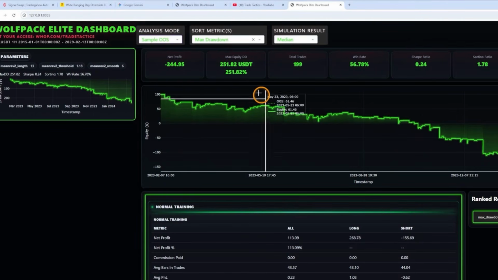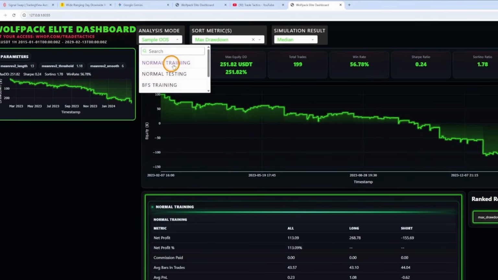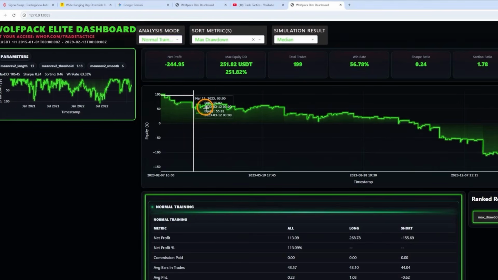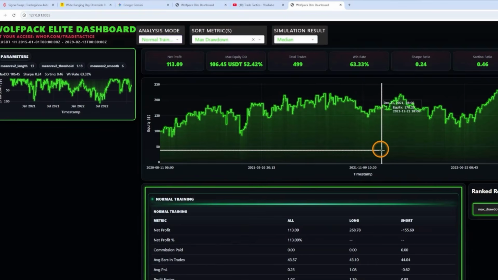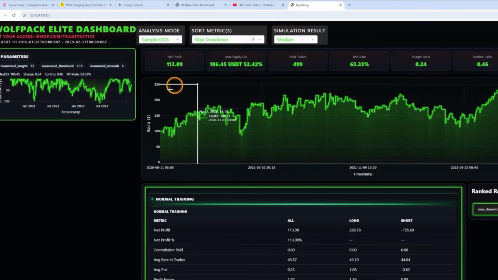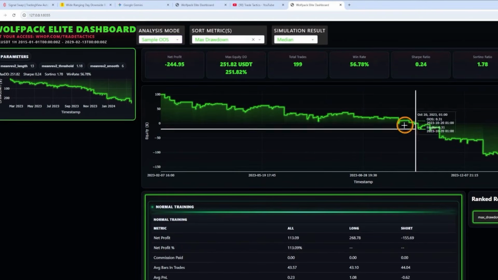So this is a great example of a strategy that seems like in the normal training, this is just the in-sample data, it seems like it has potential if you added a couple filters. That drawdown is a little bit high, giving you a little bit of a warning sign, but the win rate is 63%. So you might think, okay, maybe it has potential, but when you actually go to the out of sample, it is not profitable.